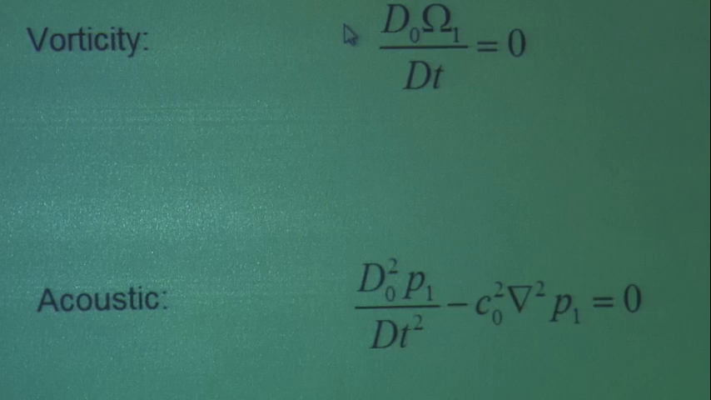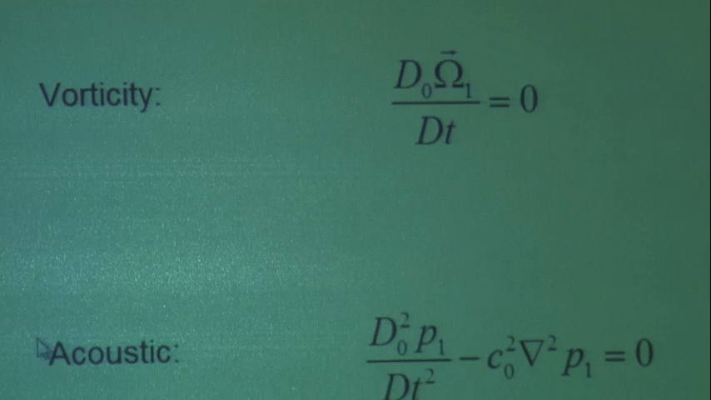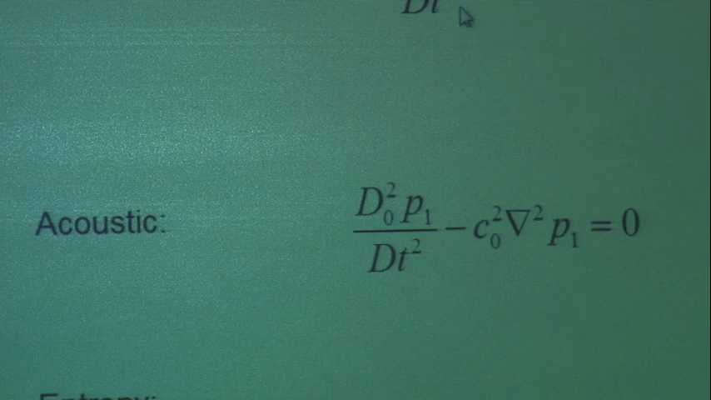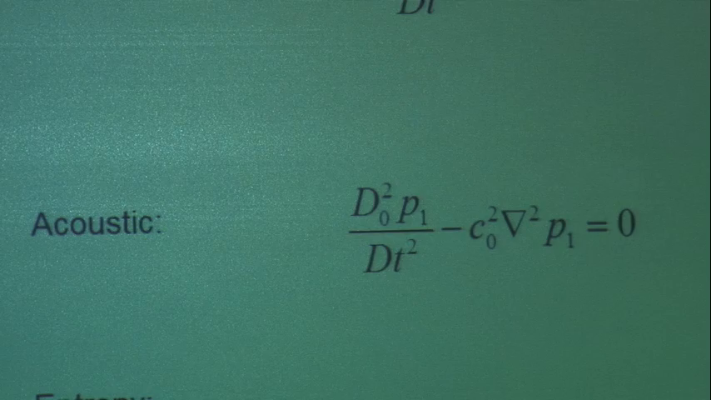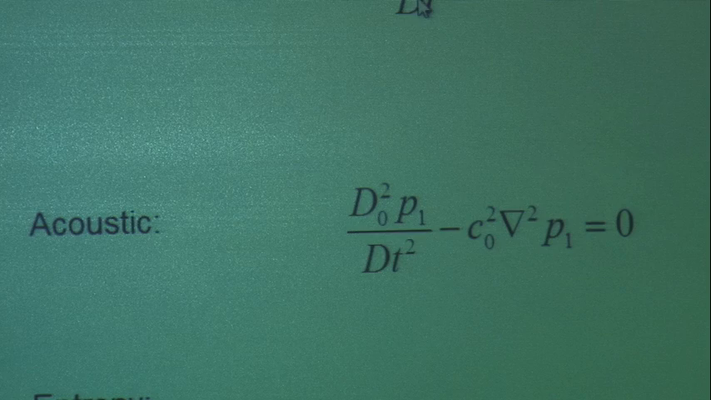And if you have a homogeneous base flow, what this says is that vorticity is just convected by the flow, or disturbances in vorticity are convected by the flow. The other type of fundamental disturbance mode is an acoustic disturbance mode, and it satisfies a wave equation. And if you have net flow, it's a convective wave equation. So it's a fundamentally different type of equation. Acoustic disturbances, as we'll talk about a little bit later, propagate at the speed of sound. That's given by this expression, as opposed to vortical disturbances, which propagate with the flow.